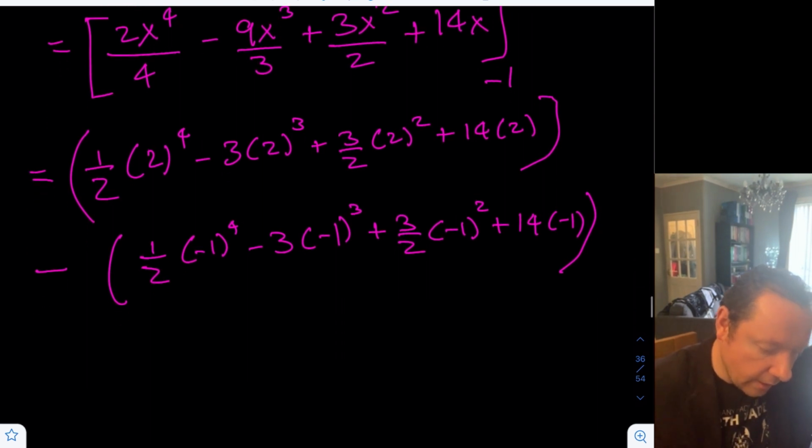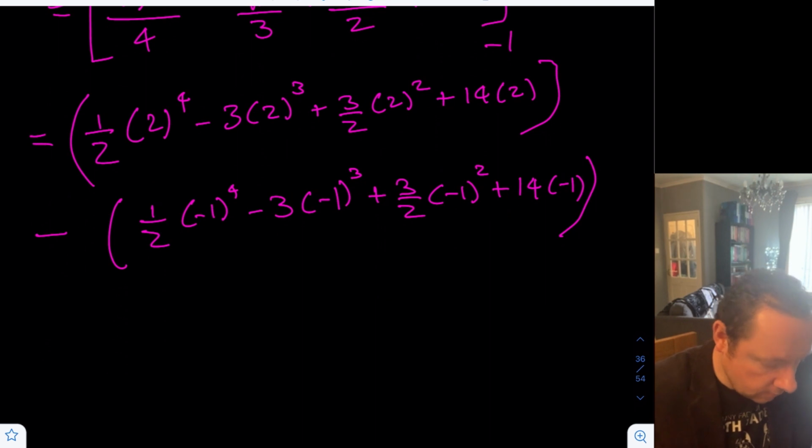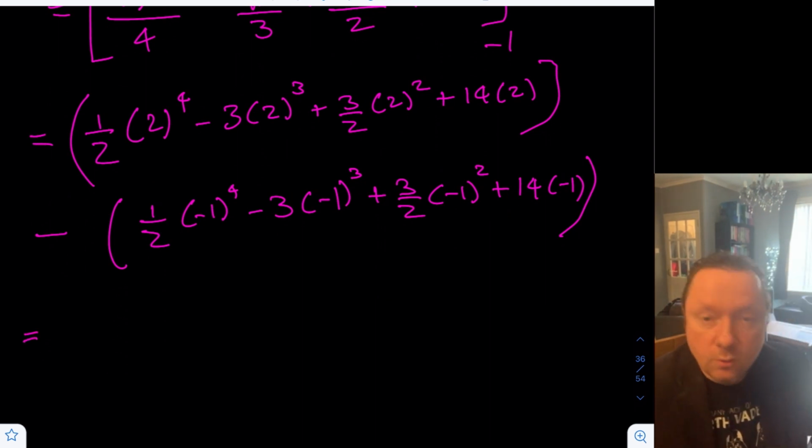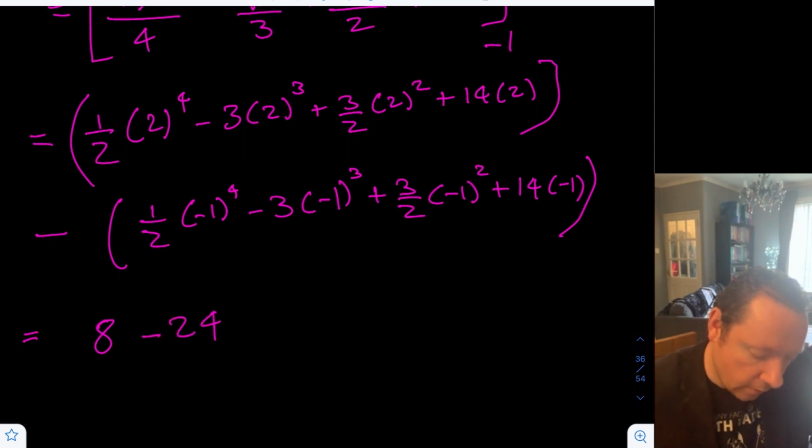So let's just try and get this really tidied up. Dealing with each one separately, 2 2s is 4 times 2 is 8 times 2 is 16. 16 divided by 2 is 8. So we get 8 for our first term. 2 2s is 4 times 2 is 8. 8 3s is 24. So our second term is minus 24. 2 2s is 4. 4 divided by 2 is 2 times 3 is 6. So we get 6. And then 14 times 2 is 28. So there's our first bracket.